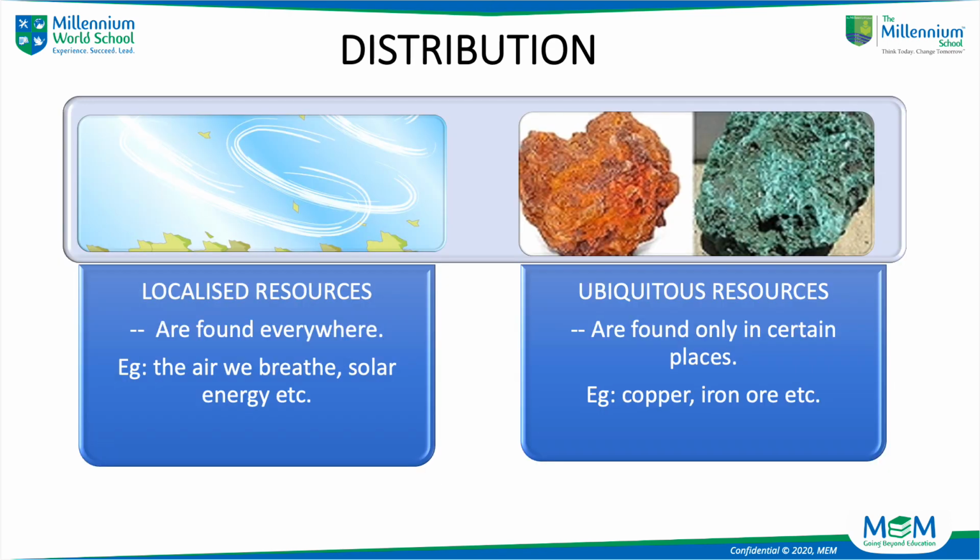On the basis of distribution, resources are classified into two: ubiquitous resources and localized resources. Ubiquitous resources are those which are found everywhere. For example, the air we breathe, solar energy, everywhere. Even if you go to some other part of the world, you will find it there. But localized resources are not found everywhere. They are found only in certain places. For example, copper, iron ore, etc.